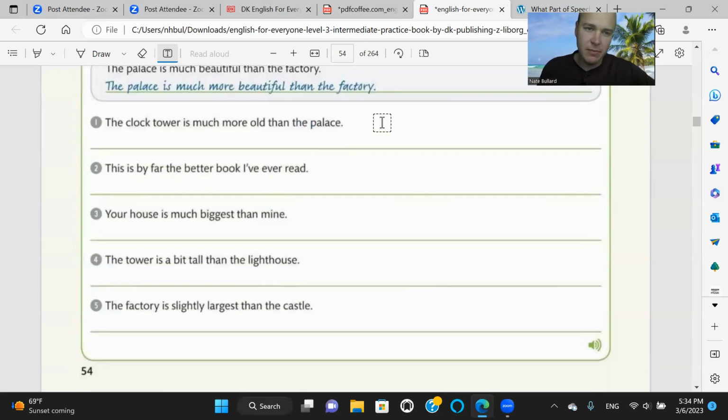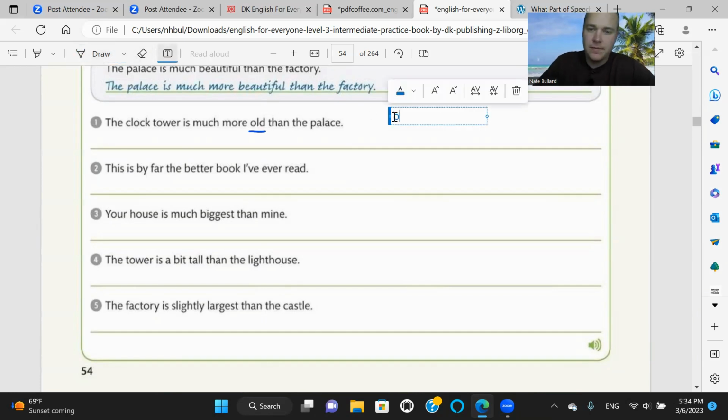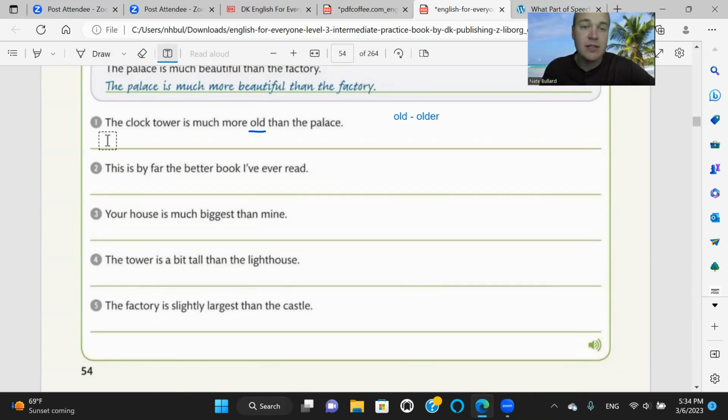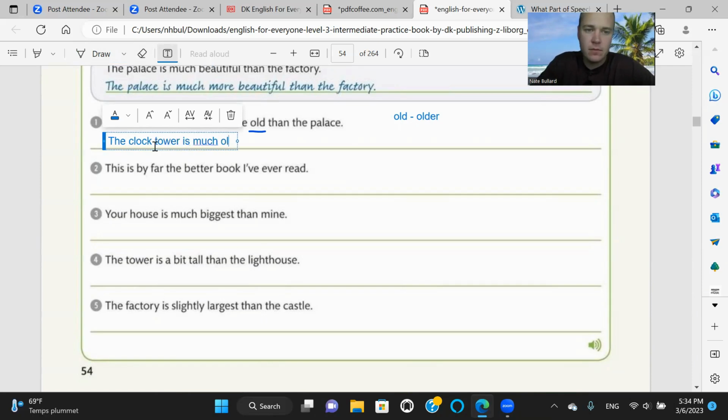The clock tower is much more old than the palace. All right. Remember, with short words like this one, just a 1-syllable word, a little short word, old is going to change to, en vez de more old, vamos a decir older. Okay, we're going to add ER. The clock tower is much older than the palace.